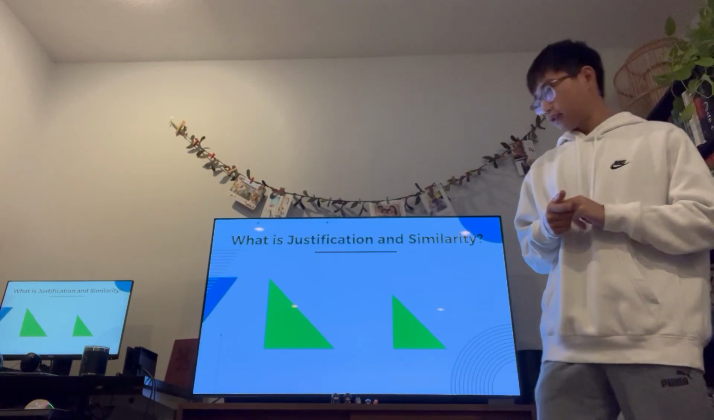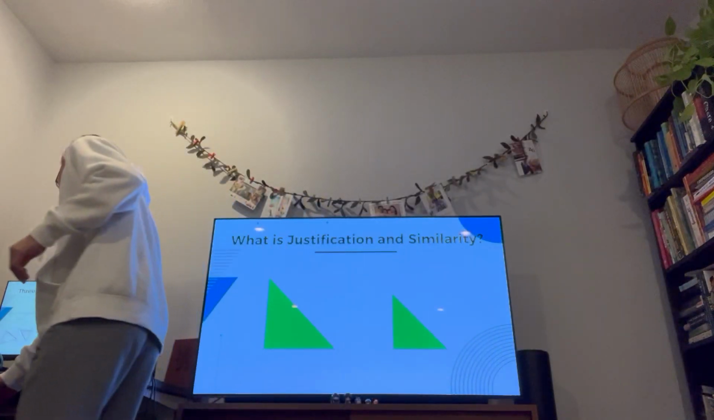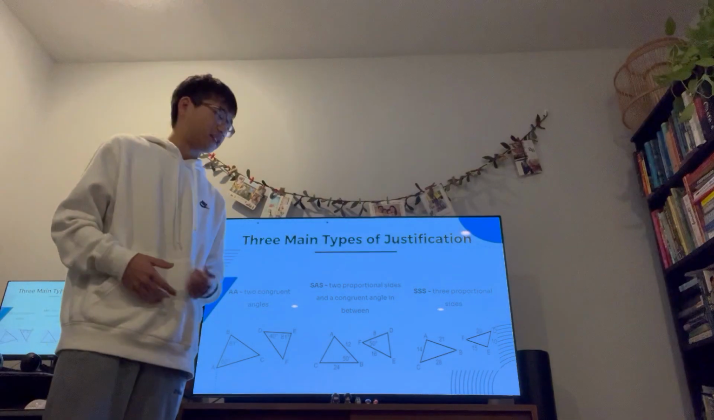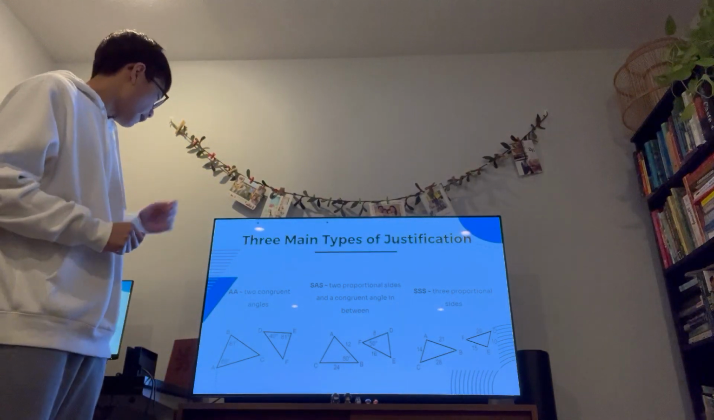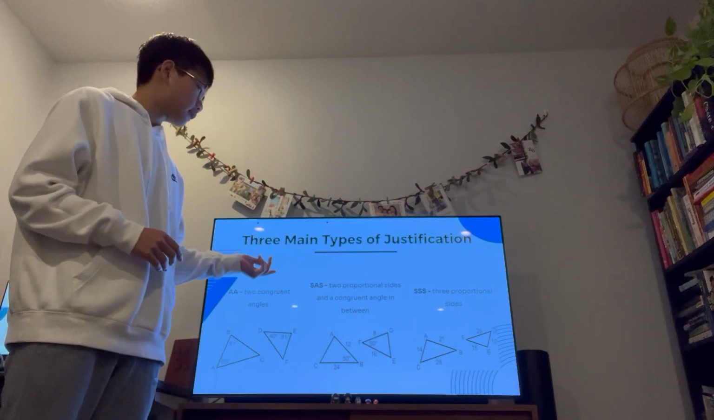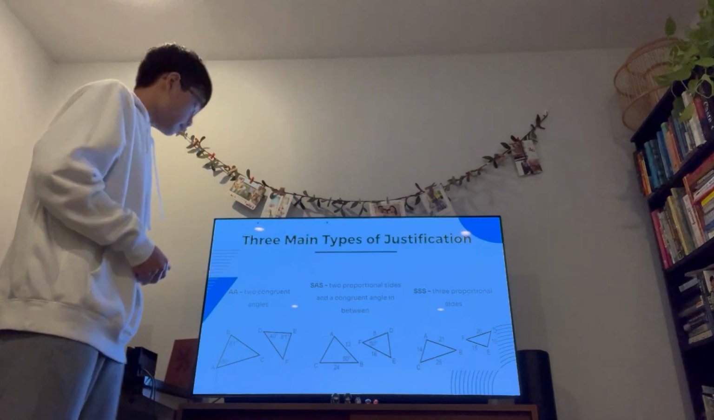And there are three main types of justification. So we have AA, SAS, and SSS.